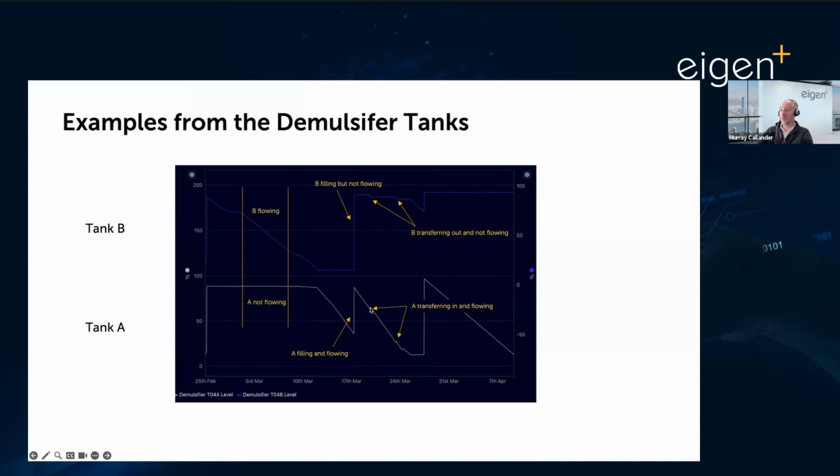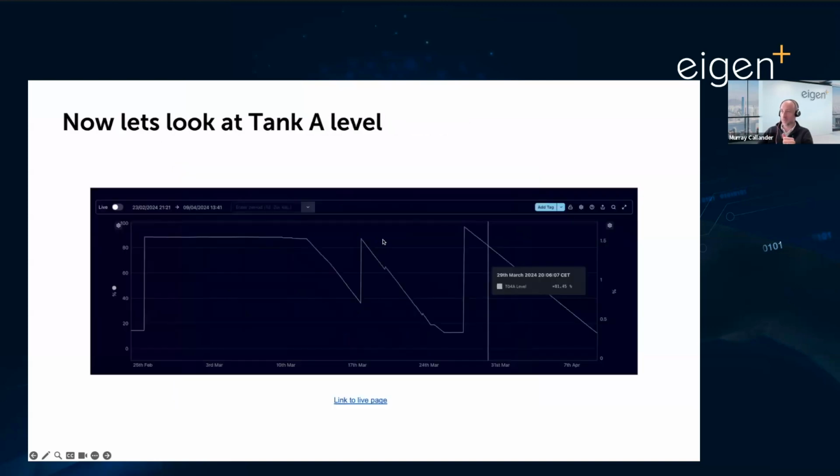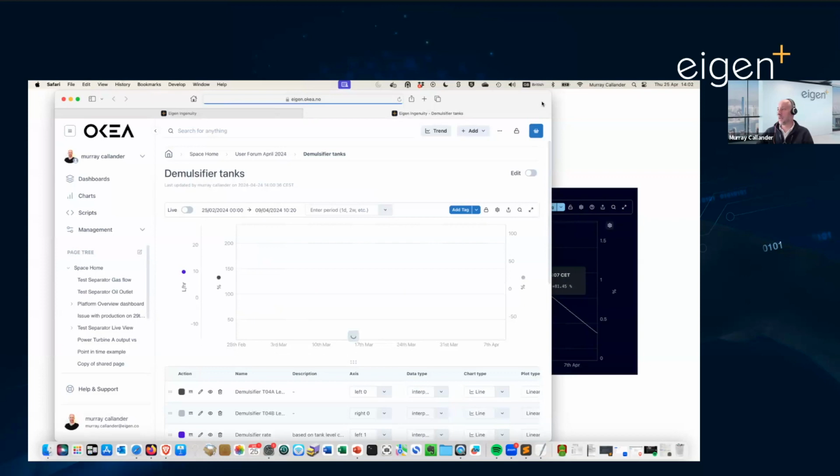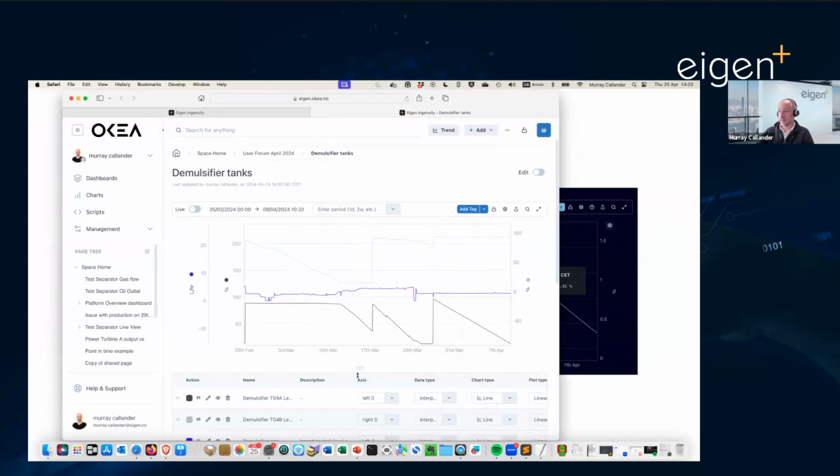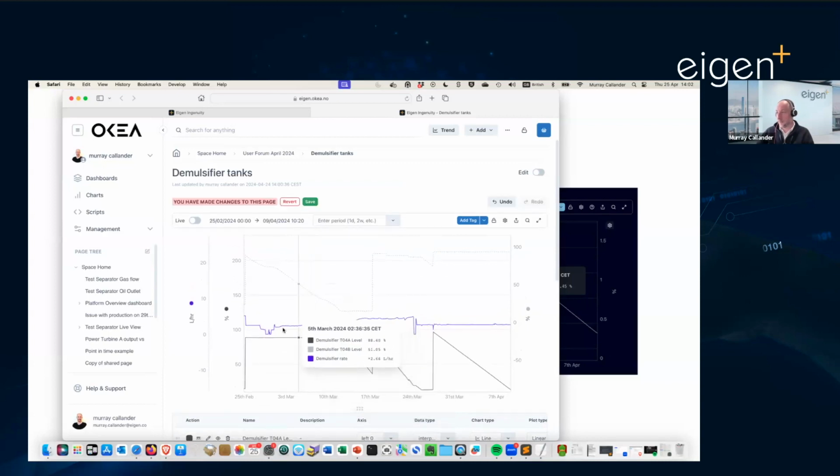Then we get a period where some is transferred out of B back into A. In fact, it happens twice. So we get a simultaneous transfer in, transfer out event as well. Demulsifier tanks, there we are. This is the real trend of the level, and you can see our calculation of the demulsifier rate.